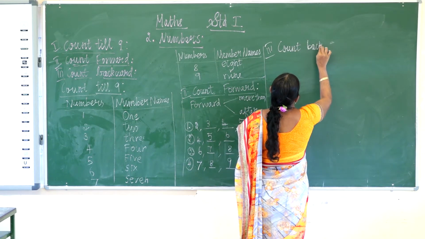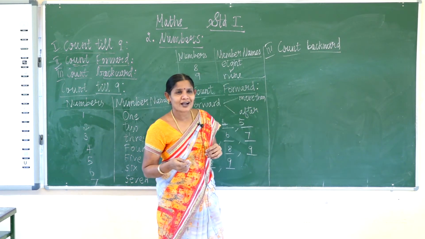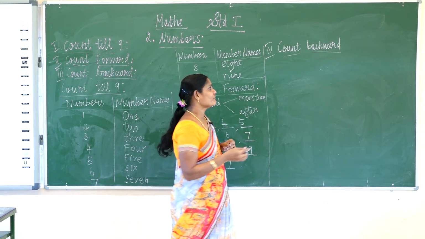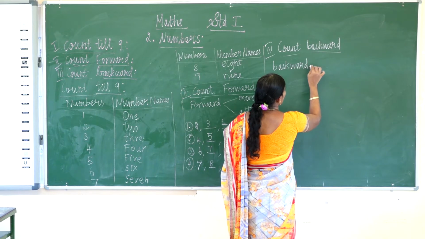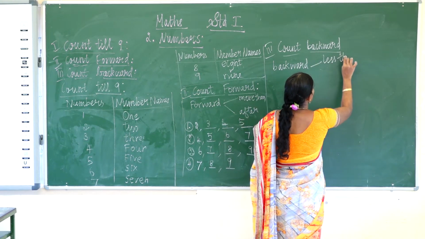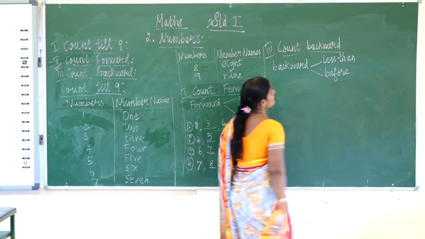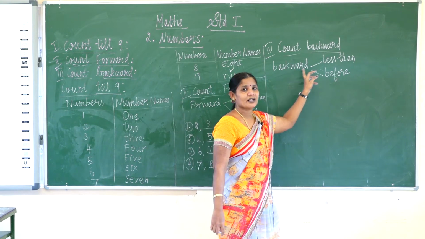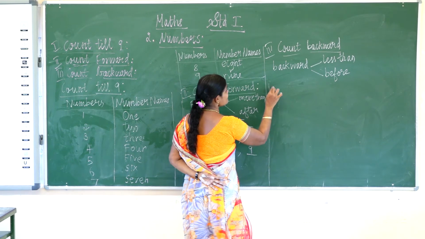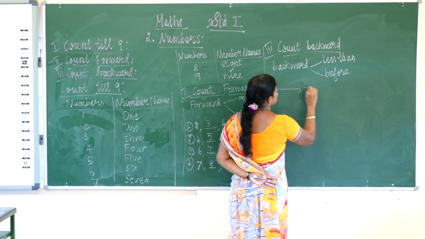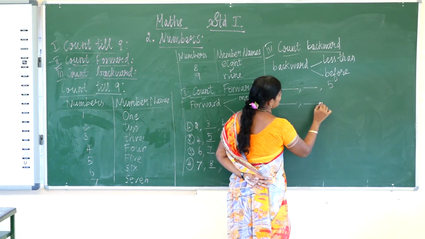What's the meaning of backward? It is less than or before. So backward means you see less than or before. Okay, so we write dash, it's the first sum, dash, then 5, then 2 dash dash 7, then dash dash 9, dash 4, so 3.